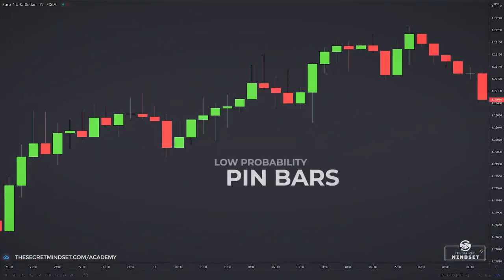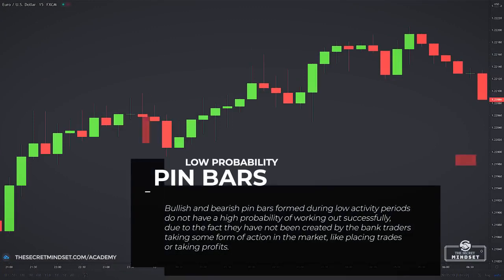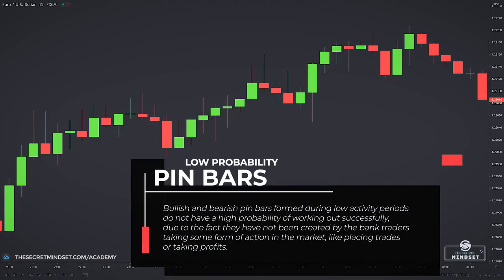The bullish and bearish pin bars you often see form during low activity periods don't have a high probability of working out successfully due to the fact they have not been created by the bank traders taking some form of action in the market, like placing trades or taking profits. Typically, the pin bars which form during non-active market hours will be a lot smaller than the pin bars you commonly see form during active market hours.